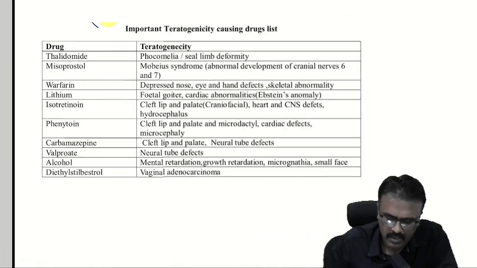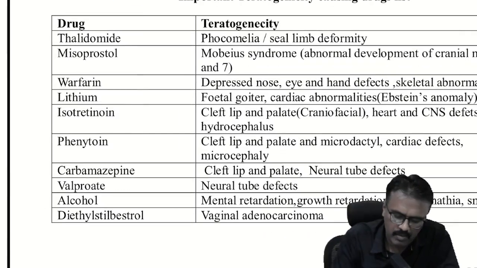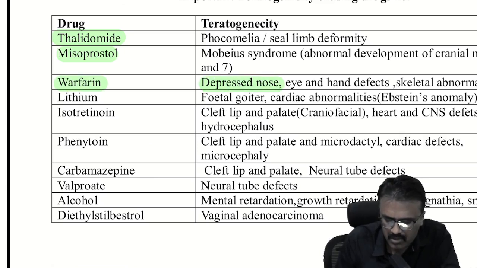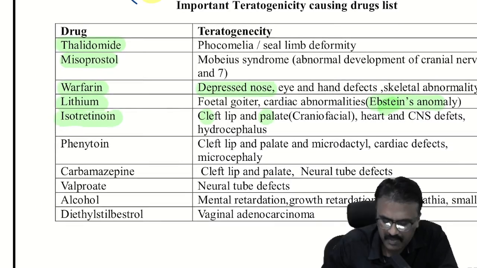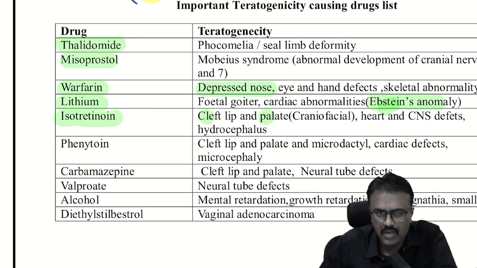So what are the teratogenic drugs you need to understand? Thalidomide. Misoprostol can cause Mobius syndrome. Warfarin, I told you, depressed nose. Remember that. Lithium, mainly remember cardiac abnormality, that is Ebstein's anomaly. Isotretinoin can also cause cleft lip, cleft palate, heart and CNS defects, but it is not in the options, so I couldn't choose it. Phenytoin, we told you. Carbamazepine also causes cleft lip and palate.